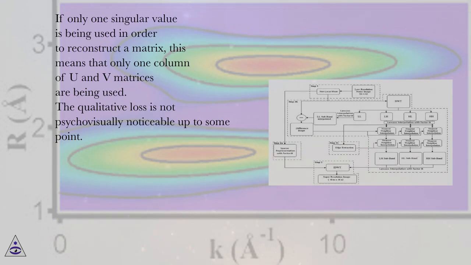If only one singular value is used in order to reconstruct a matrix, this means that only one column of the U and V matrices is used. The qualitative loss is not psychovisually noticeable up to some point.